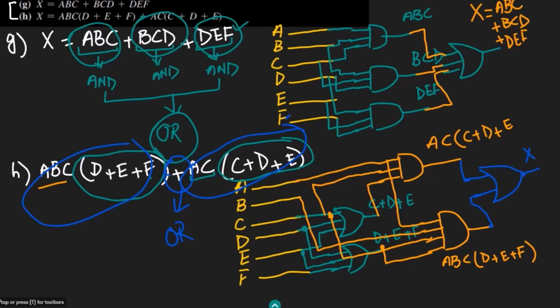So the X will be what? This will be the combination of AC, C plus D plus E, and ABC, D plus E plus F, and this is the same thing which we have in part H. Okay, so that is the hardware implementation of part H.